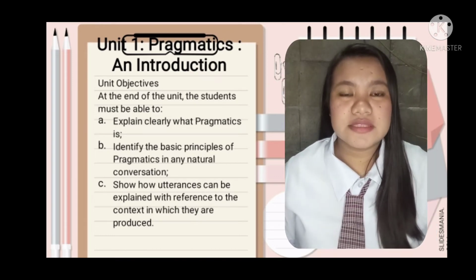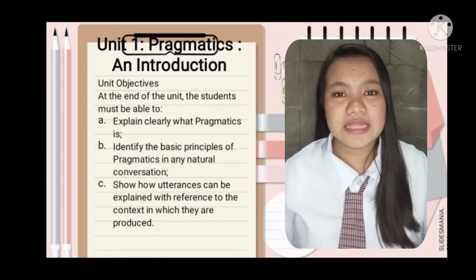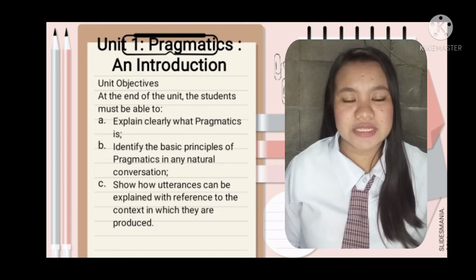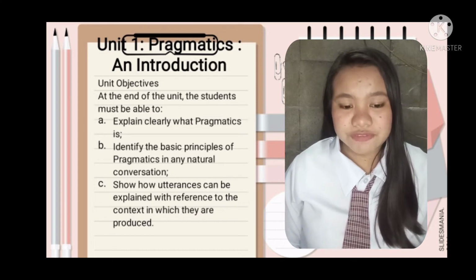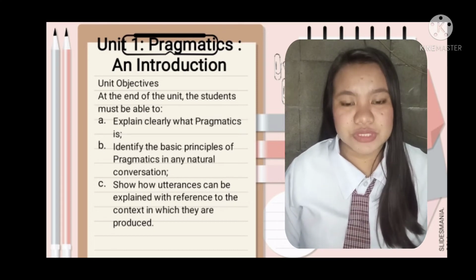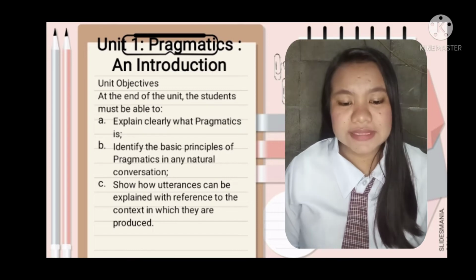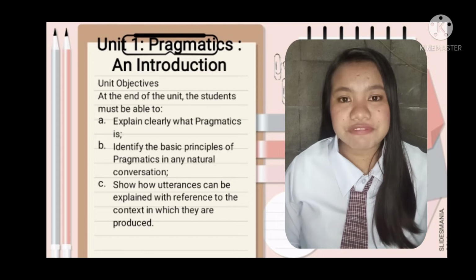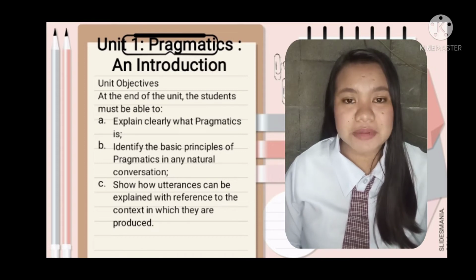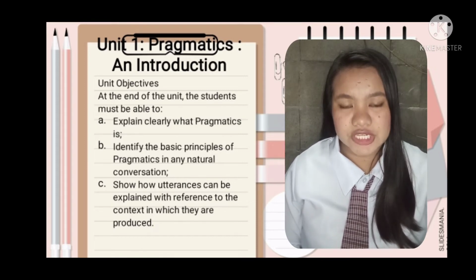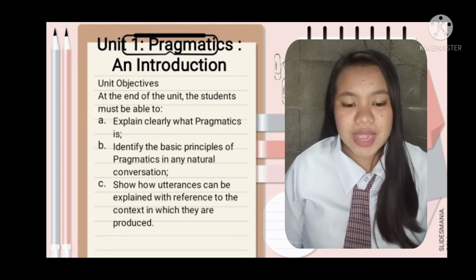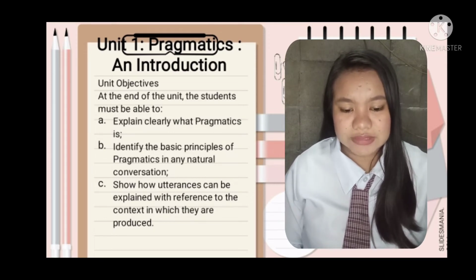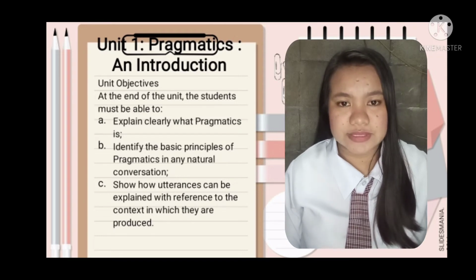Before I proceed to the main discussion, let me first discuss to you the objectives of this unit. At the end of the unit, the students must be able to, first, explain clearly what pragmatics is. Second, identify the basic principles of pragmatics in natural conversation. And last, show how utterances can be explained with reference to the context in which they are produced.